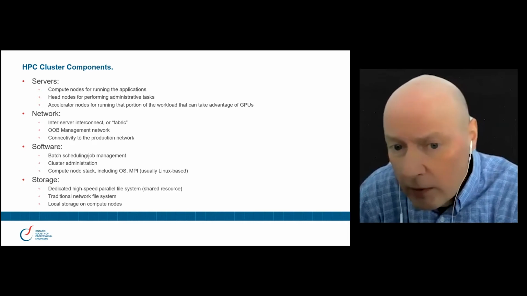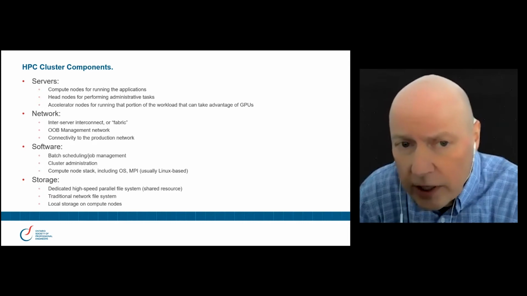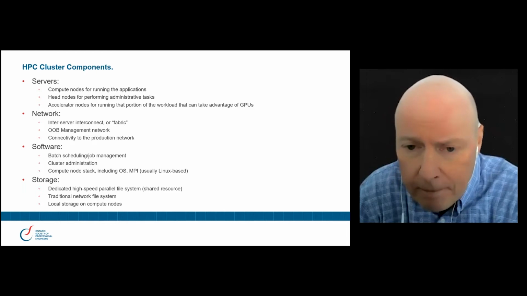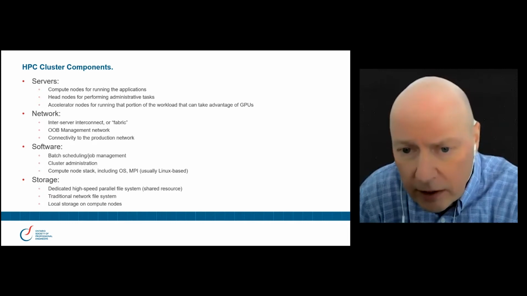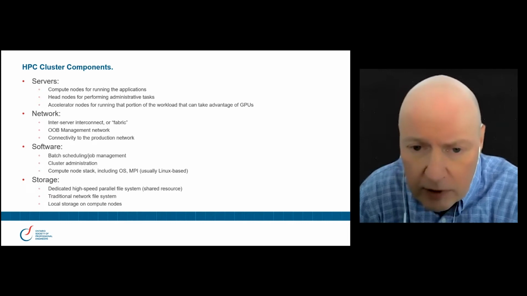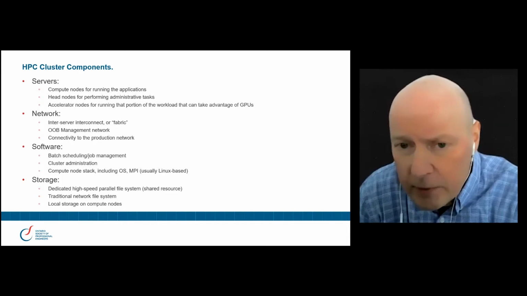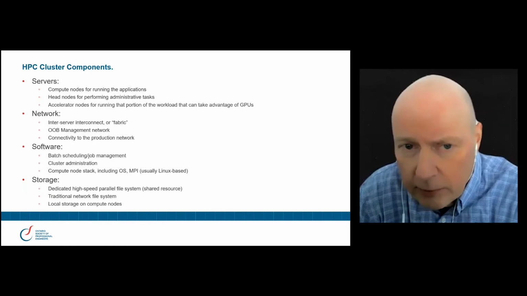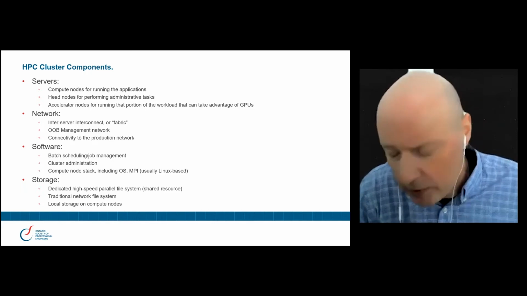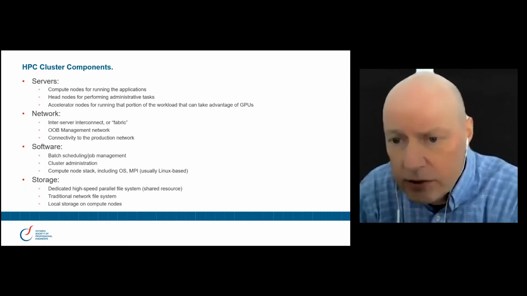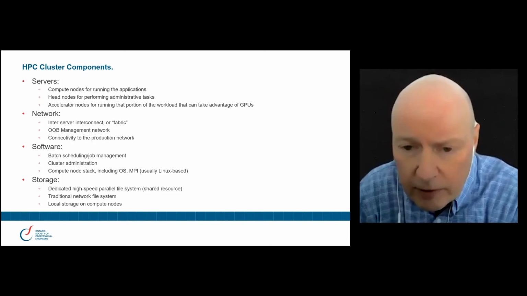Then there's a network. The network that's used to interconnect your servers is typically referred to as a fabric. That's a high-speed dedicated interconnect. That would be separate from your management network. You typically deploy an Ethernet network for your out-of-band management. And then you have some connectivity to your production network. That typically happens at the head nodes, not necessarily your compute nodes. The head nodes would be dedicated to connection to your production network.